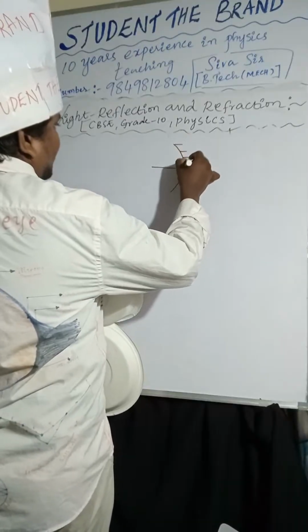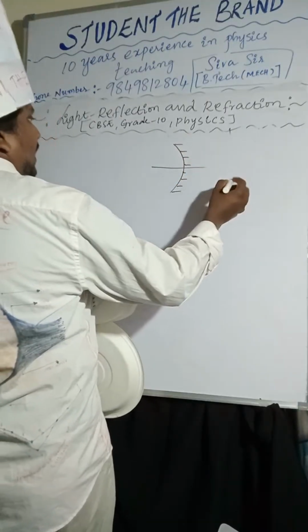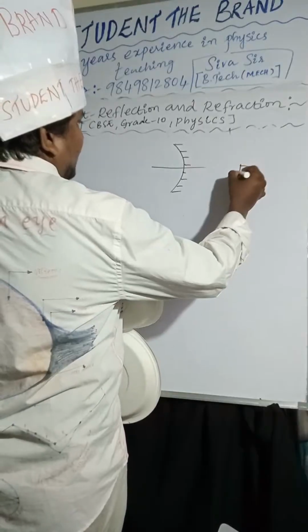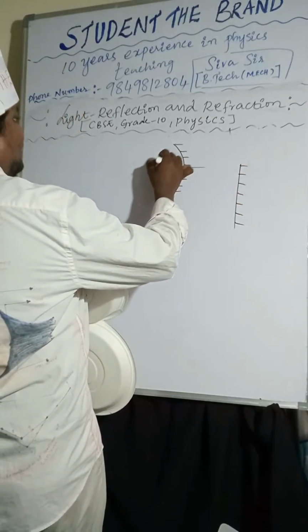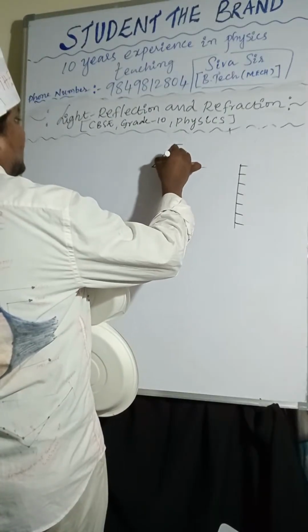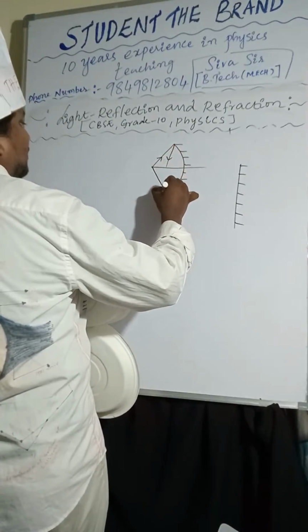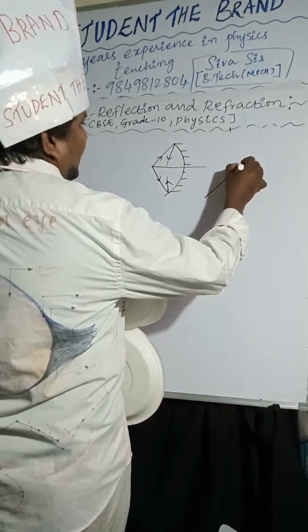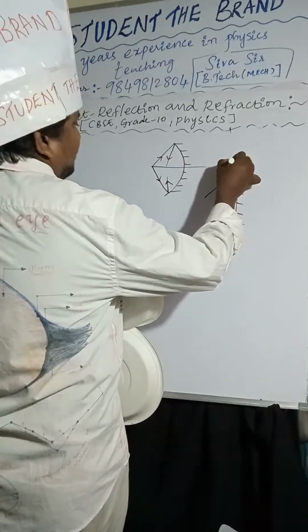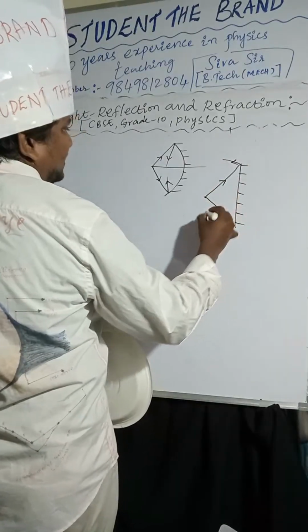This is a concave mirror, and this is a plane mirror. Whenever the light rays are incident like this, I'm considering the extreme positions, and with these only the reflection takes place.